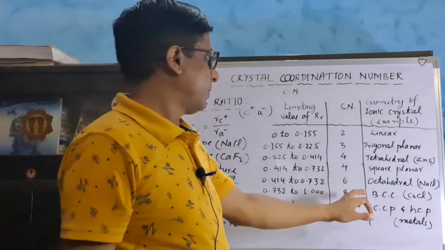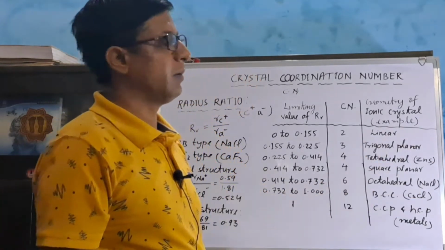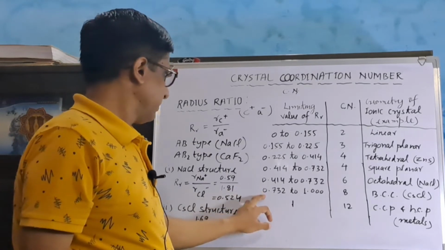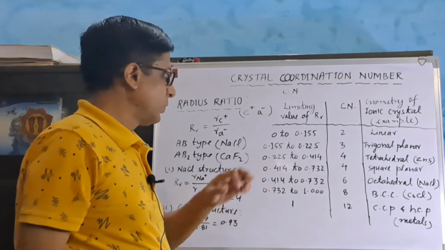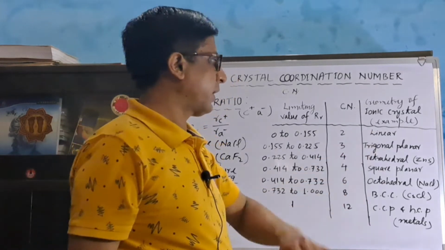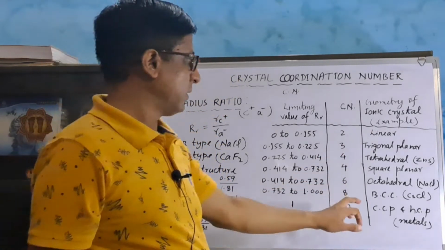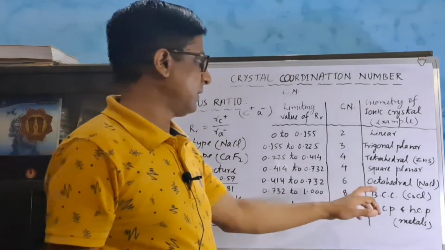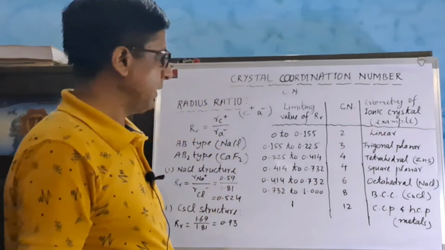And a common example of this geometry is sodium chloride. But if the radius ratio is between 0.732 and 1.00, then the coordination number will be 8 and the ionic crystal has a body-centered cubic structure. A common example is the cesium chloride crystal.